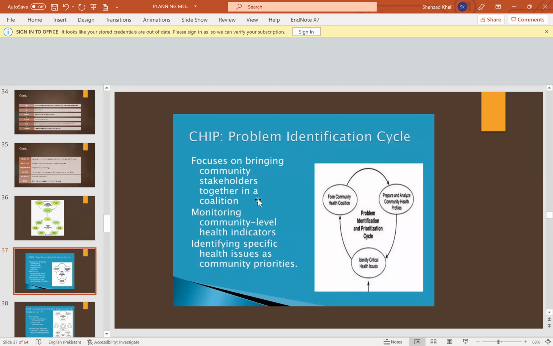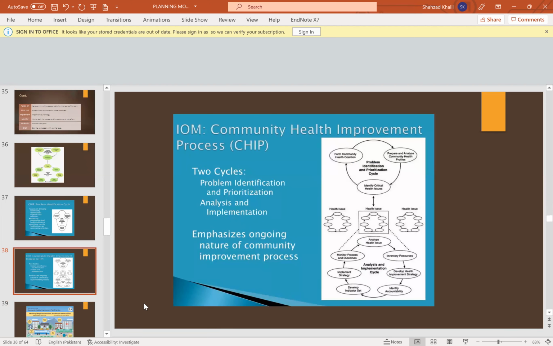So the problem identification cycle focuses on bringing community stakeholders together in a coalition, monitoring community-level health indicators, and identifying specific health issues as community priorities. In the community health improvement process, there are 2 cycles, as I have told you: problem identification and prioritization, and analysis and implementation. This emphasizes the ongoing nature of the community improvement process.